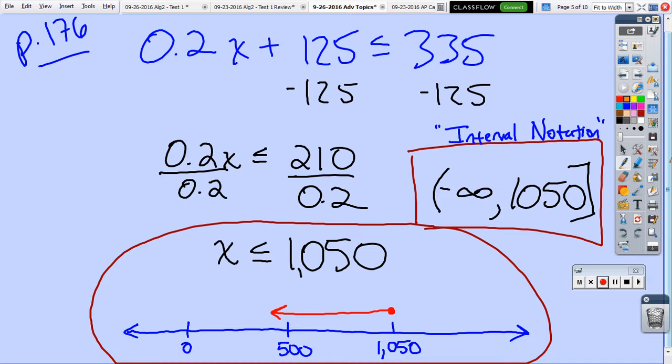Okay, so we'll discuss the interval notation in a second. I need to make sure everyone's okay with this so far. Do you have any questions thus far? Please feel free and ask.